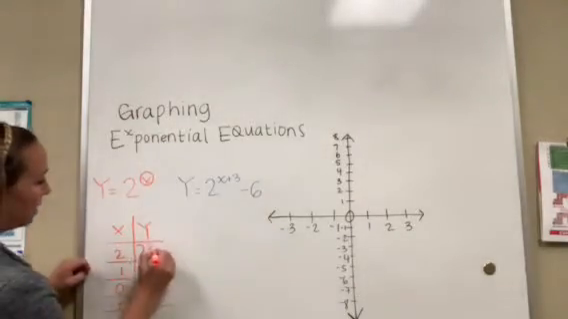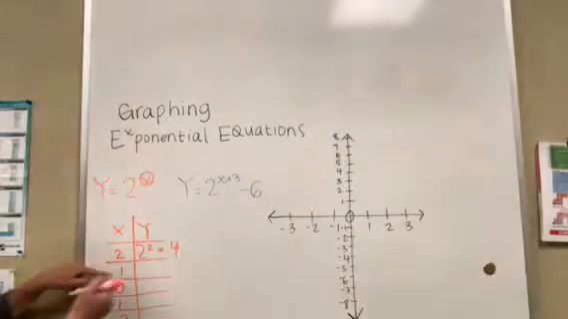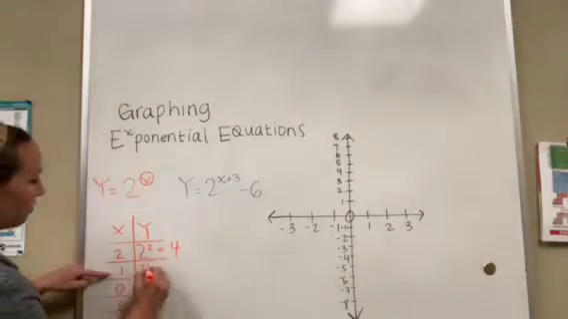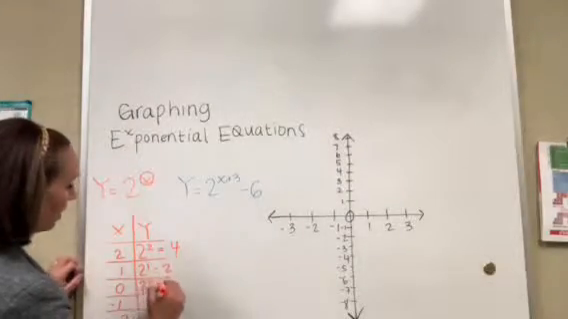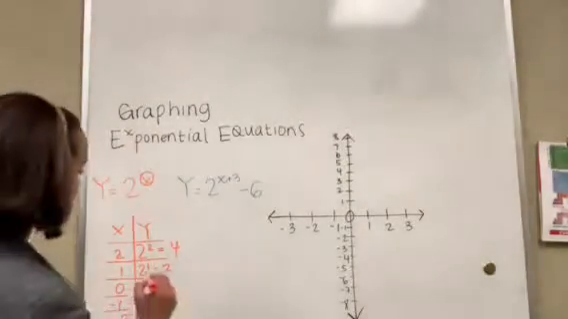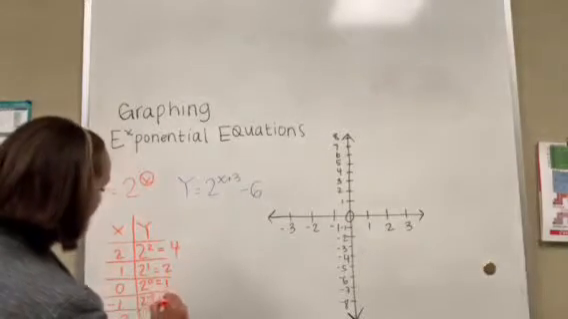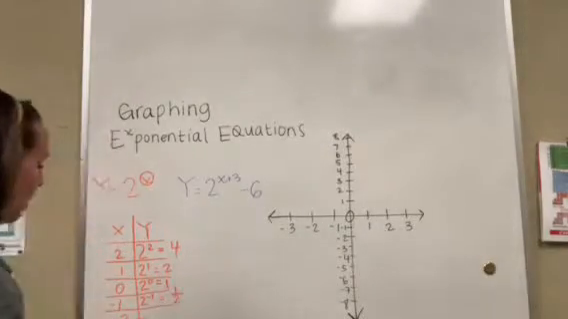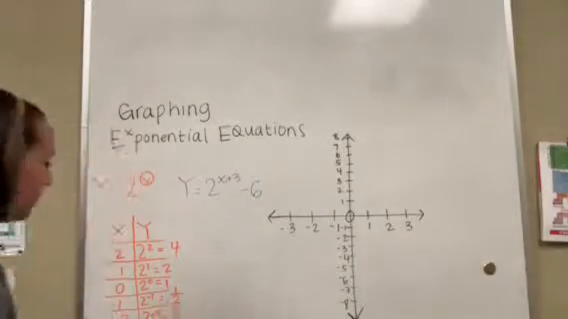So 2 squared means 2 times 2, and that's 4. For the next one, I'm going to replace x with 1. 2 to the first power is 2. I learned that 2 to the 0 power, anything to the 0 power, is just 1. 2 to the -1 is going to be 1 over 2. And 2 to the -2 is going to be 1 over 4.